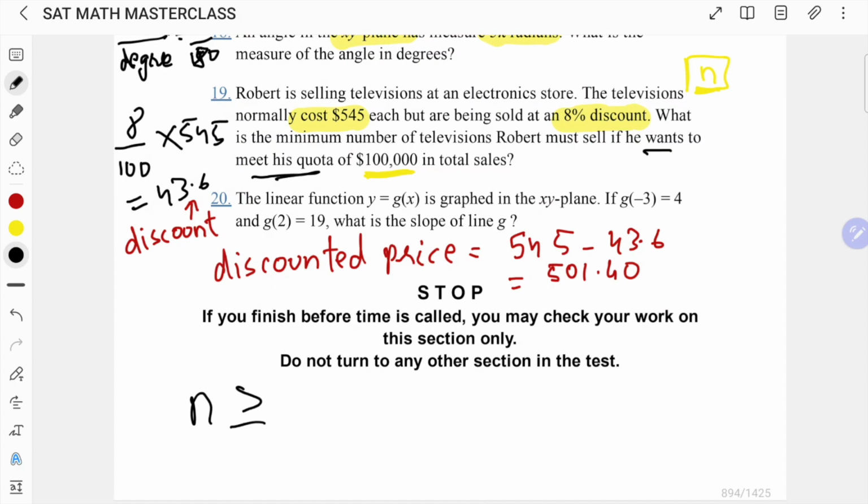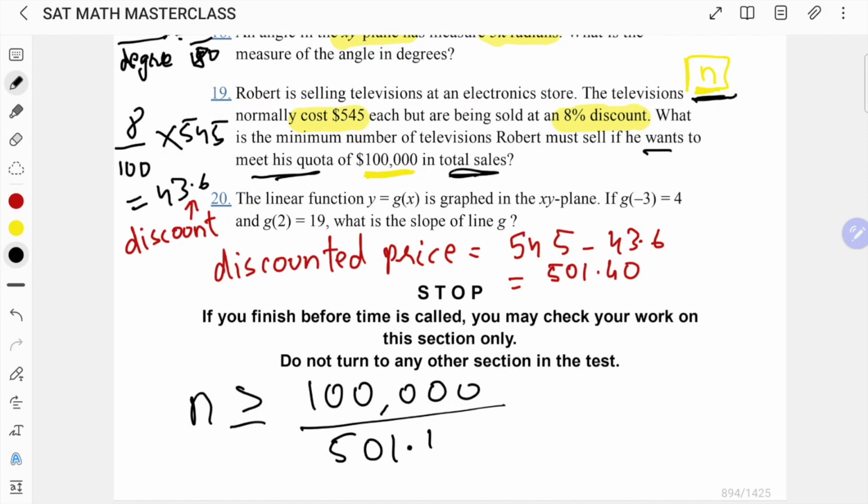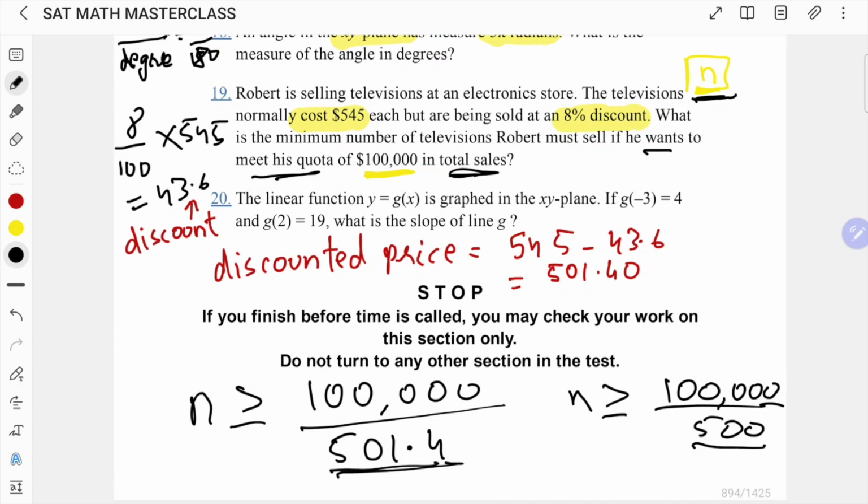Now asking for how many sales. So n is the number of televisions he must be selling, or the number of sales, which is the same thing. So we take $100,000, which is his minimum quota that he wants to hit, divided by 501.4. So we can assume n is greater than or equal to $100,000 divided by 500. If you want to go down this way, you can. You have a calculator with you, or you can assume it as 500, because it's pretty much the same thing.